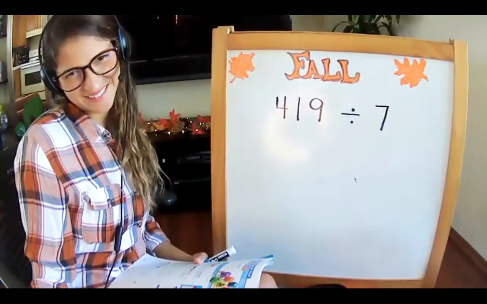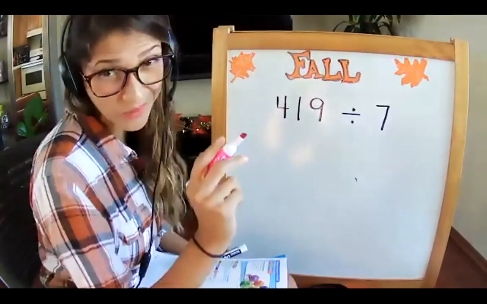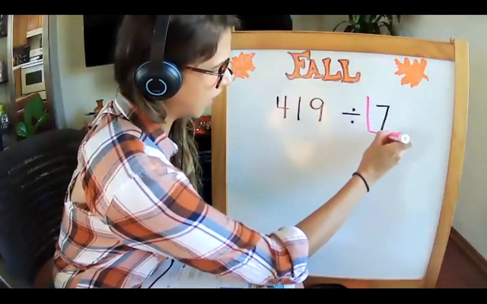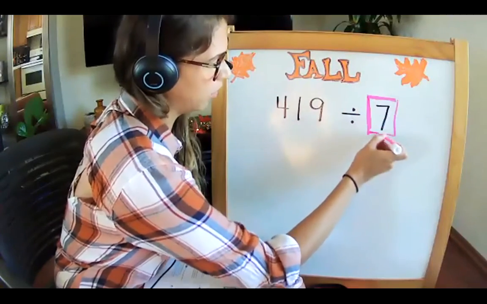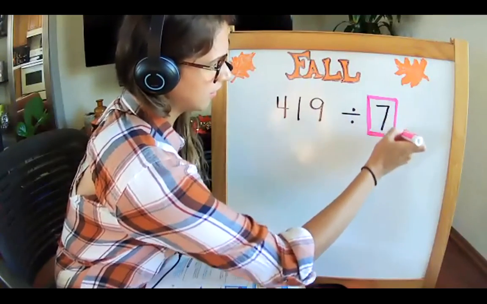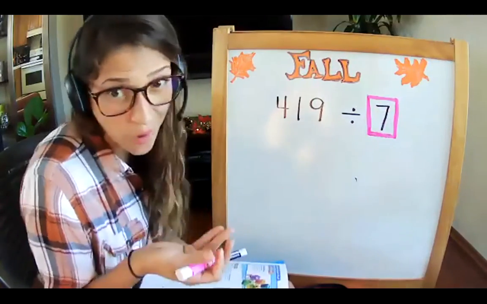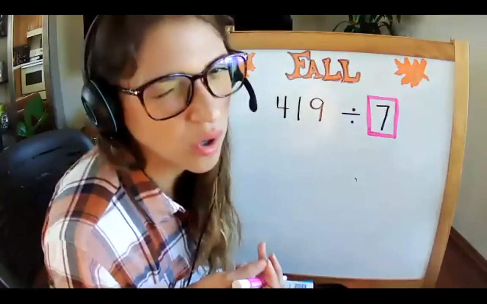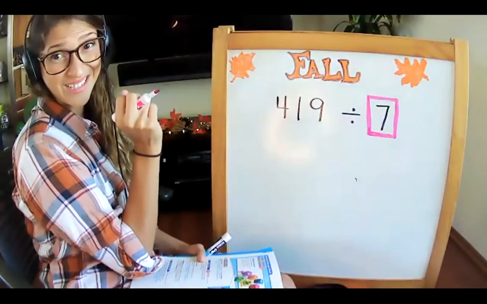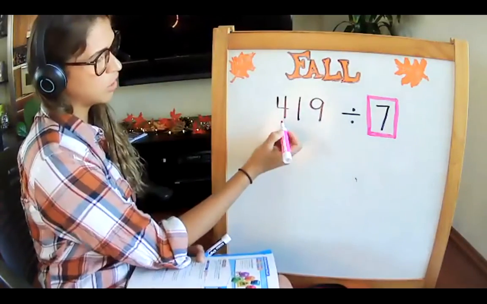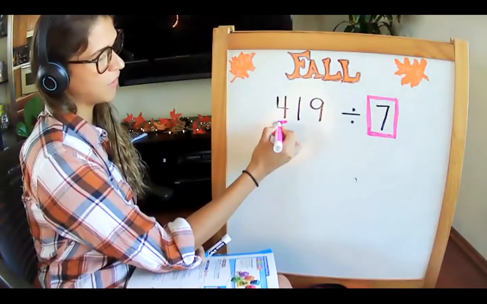I still don't think that was everybody, but hopefully you know that we always look at the divisor first. Why? Because that is our times table that we're working with, which is the whole point of mental math. We know our times tables by heart, I hope. So we've got our 7. That's our 7 times table. Can 7 go into 4? No. Can 7 go into 41?